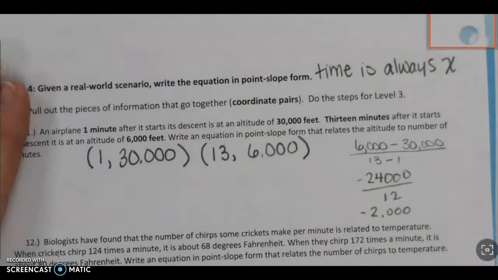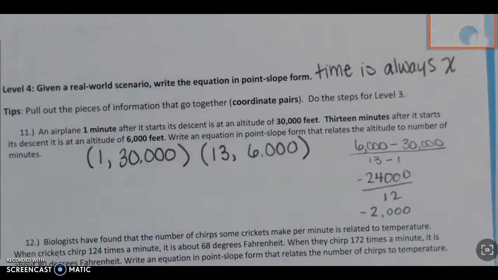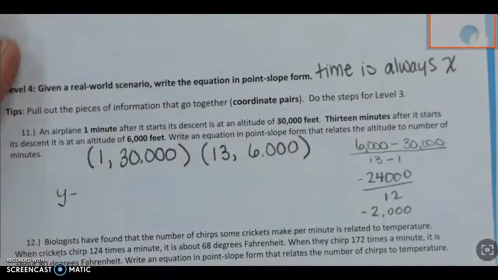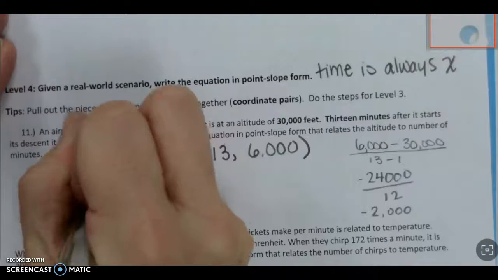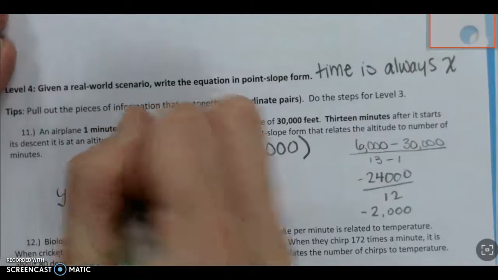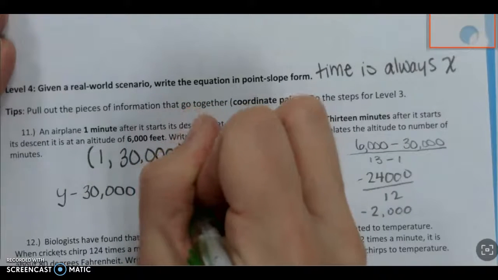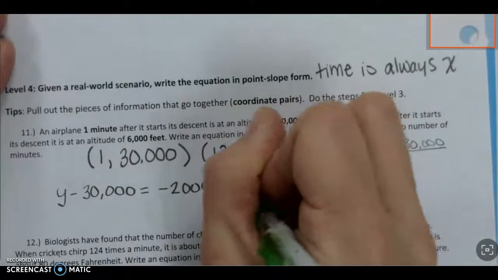Okay, and now we pick one. Pick this one or pick this one. It doesn't matter which one you pick. Whichever one looks easier for you, pick that one, right? And here we go, y minus. If I stick to my always picking the first one, that would be y minus 30,000 equals negative 2,000 parentheses x minus 1.